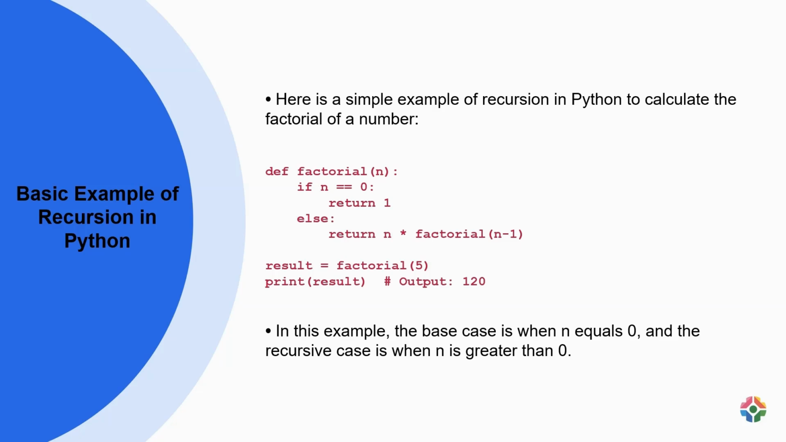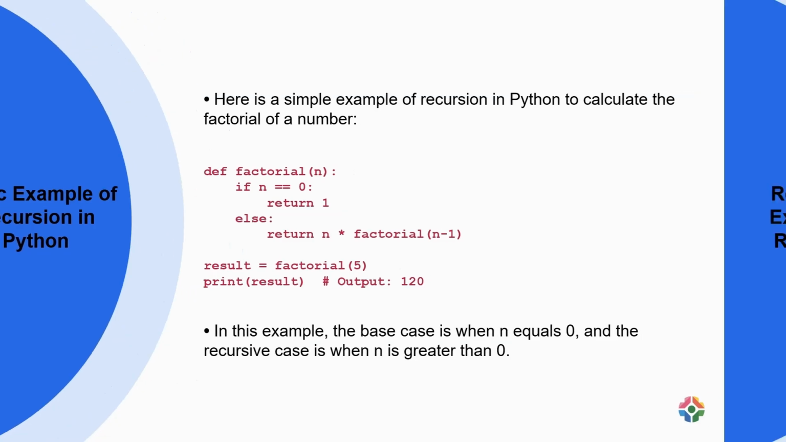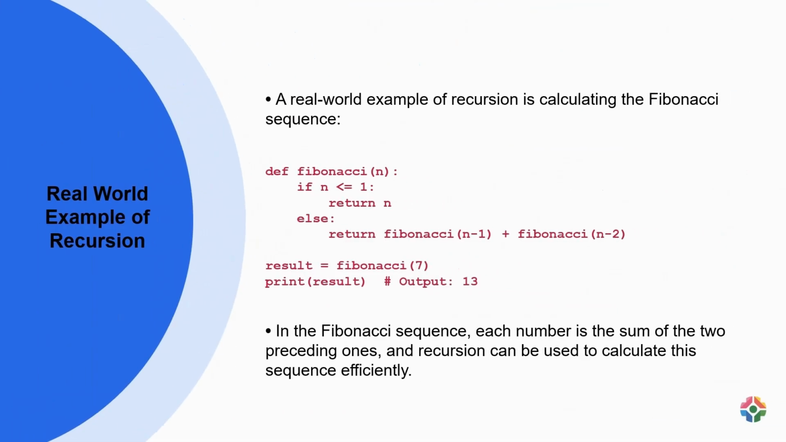For instance, when calculating factorial 5, the function expands to 5 times factorial 4, which further expands to 5 times 4 times factorial 3, and so on until it reaches 5 times 4 times 3 times 2 times 1, resulting in the output of 120. Recursion can be a powerful tool for solving problems that can be broken down into smaller, similar subproblems. However, it is essential to ensure that the base case is defined to avoid infinite recursion and stack overflow issues.